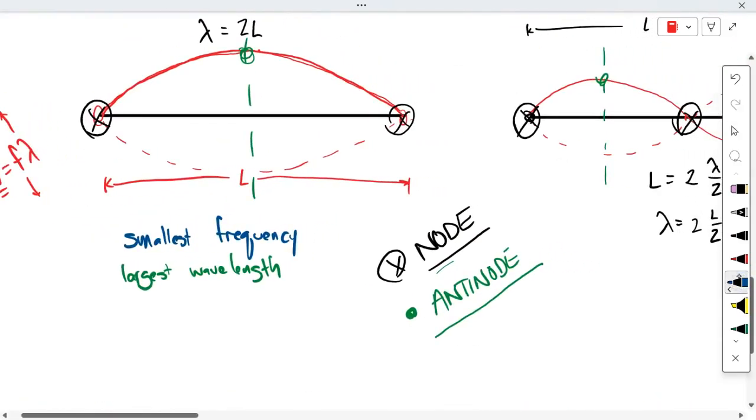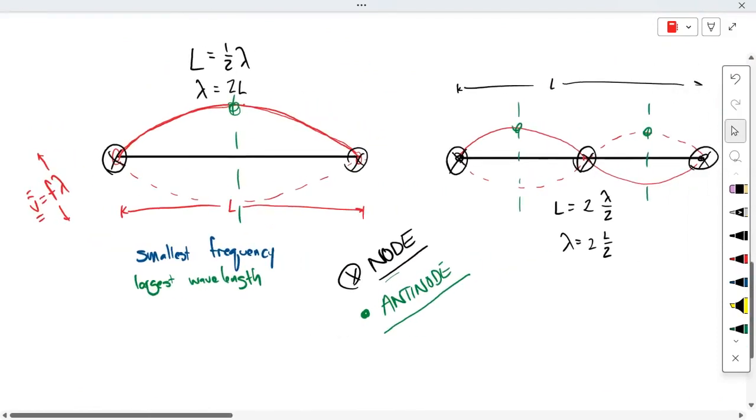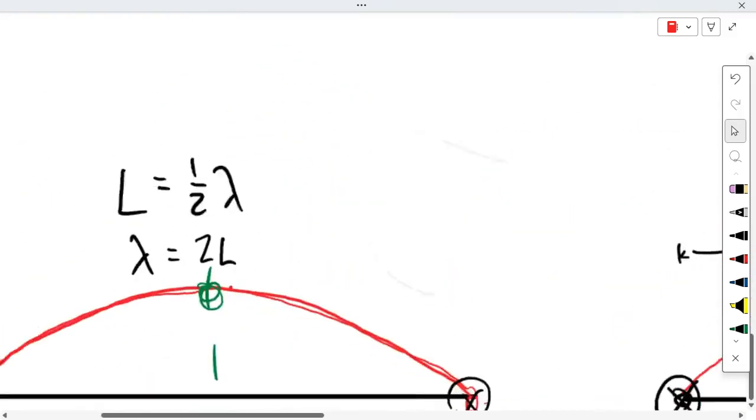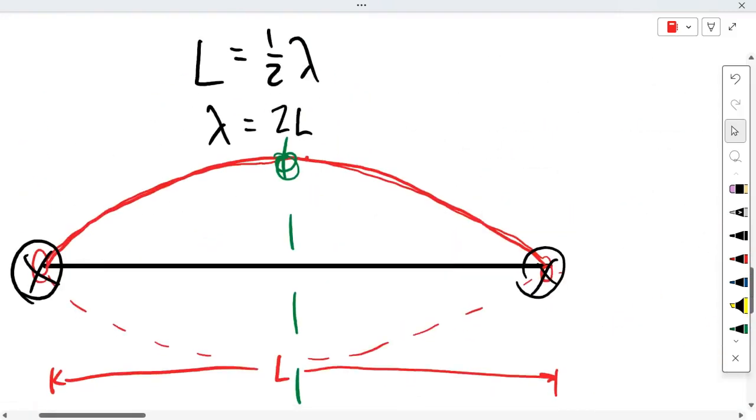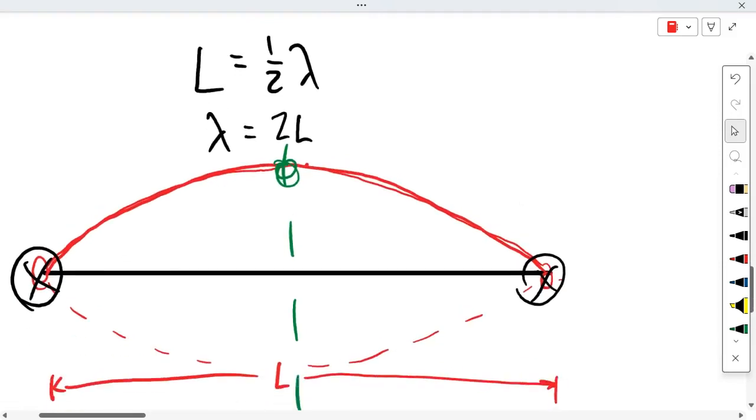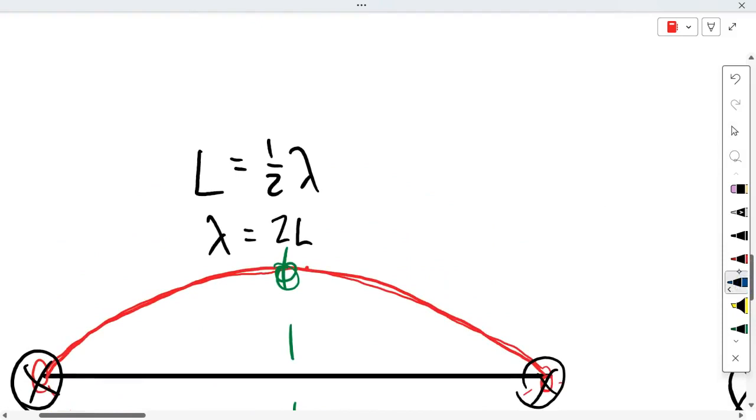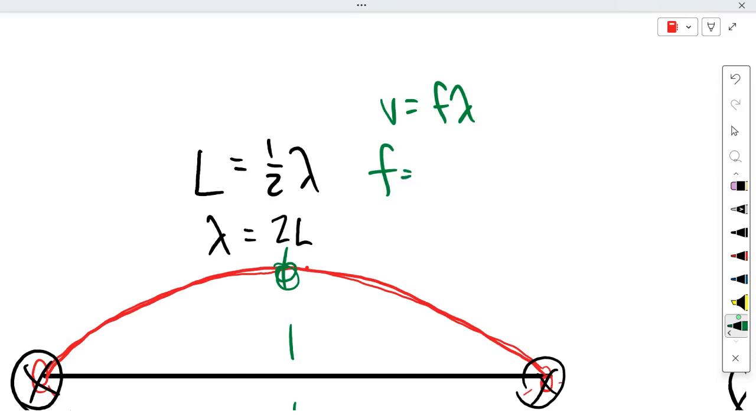If we make the connection between wavelength and frequency and wave speed, here's what we said. This length is half a wavelength, therefore the wavelength is twice the length of the string. Now, we could say there's this equation that relates things: V is F lambda. Really, it's that the wavelength of a wave depends on these two things. But check this out. What frequency will this oscillate at?